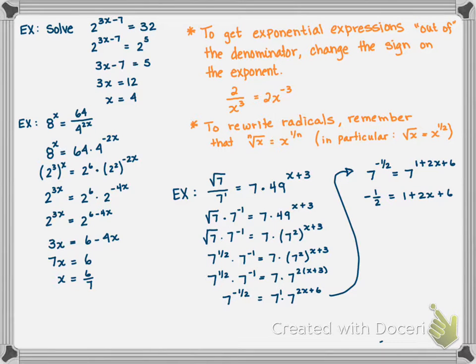When you rewrite it, could you just add 1 to the 6 and make it 7? You could. I try not to do too much at once on these, just because it can be really easy to accidentally do something that's not true. But yes, that's the same as 2x plus 7. So I have negative 1/2 equals 2x plus 7.